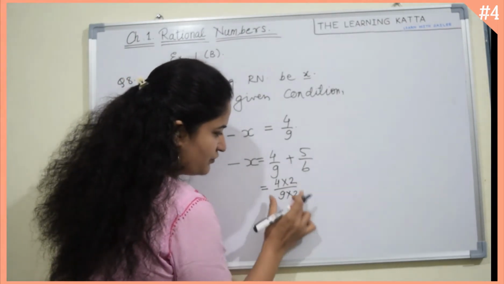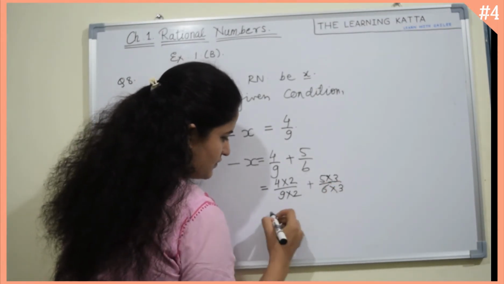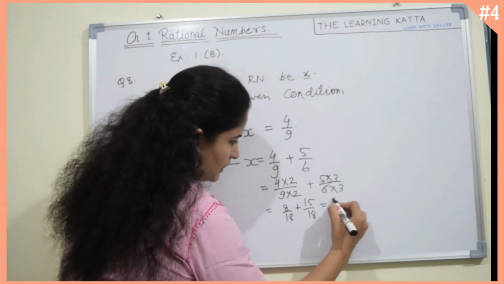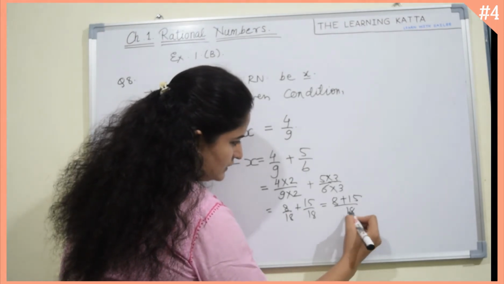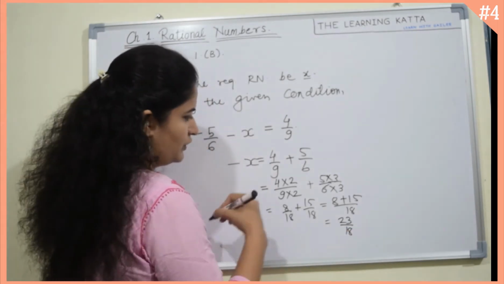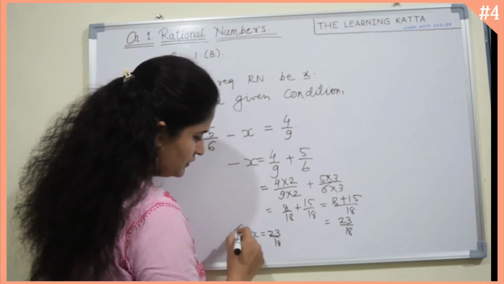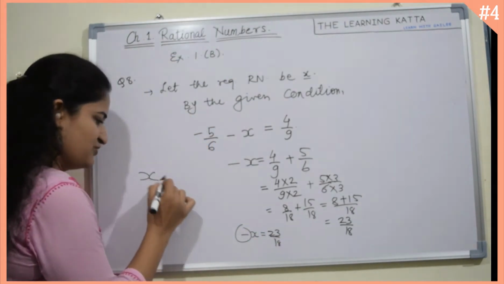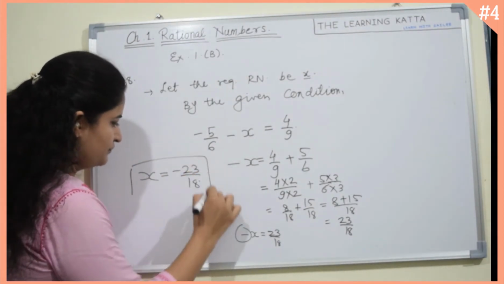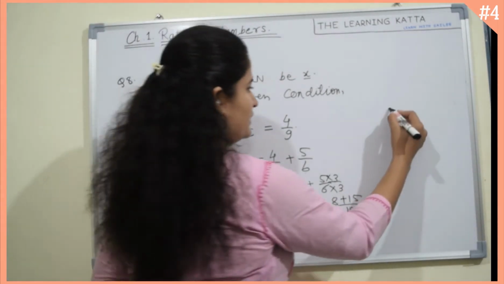So I am going to multiply this by 2 and 5 by 6 by 3. So it gives you 8 upon 18 plus 15 upon 18. So that's 8 plus 15 upon 18, which is equal to 23 upon 18. So what did we get here? We got minus x is equal to 23 upon 18. But we need the value of x, so we just have to change the sign. x is equal to minus 23 upon 18. That's the required fraction. Now again you can express this as a mixed fraction like I explained in the previous one.